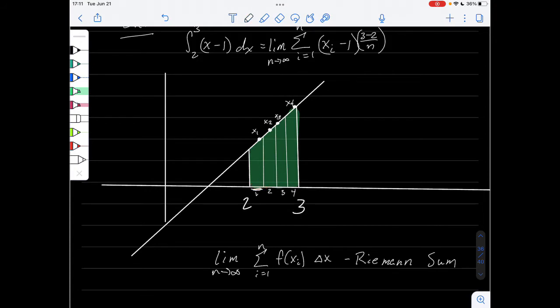So these actually aren't x sub I. This is f of x1, f of x2, f of x3, and this is f of x4, where x1 is right here, x2 is right there, x3 is right here, and this guy right here is x4.